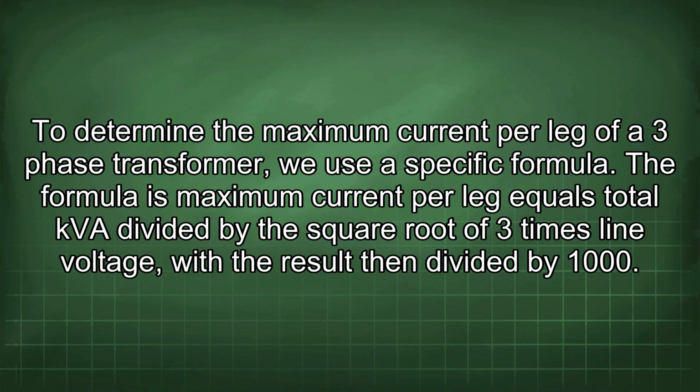To determine the maximum current per leg of a three-phase transformer, we use a specific formula. The formula is maximum current per leg equals total kVA divided by the square root of 3 times line voltage, with the result then divided by 1000.